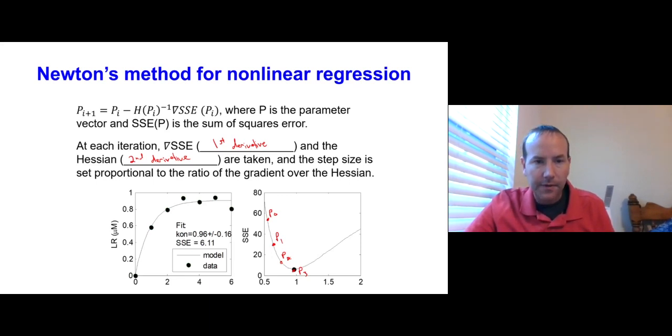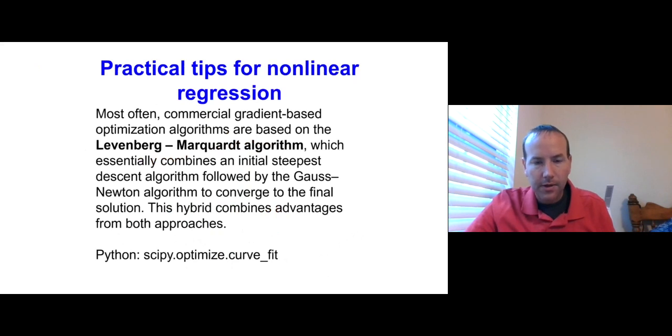So that's the basic idea for Newton's method. Because steepest descent and Newton's method each have advantages and disadvantages, there's what's called the Levenberg-Marquardt algorithm, which is the most common algorithm for doing optimization in real practice. Basically it's a hybrid between steepest descent and the Gauss-Newton algorithm, where at the very beginning it looks more like steepest descent.